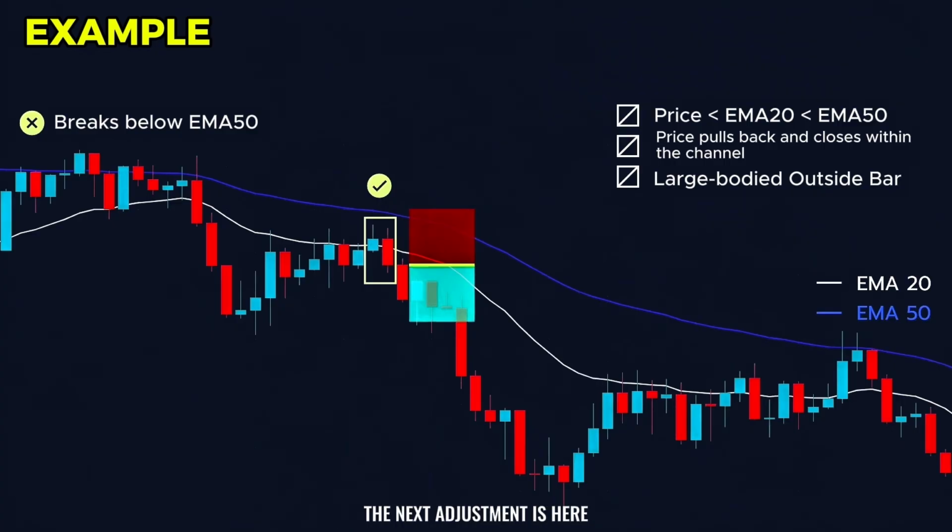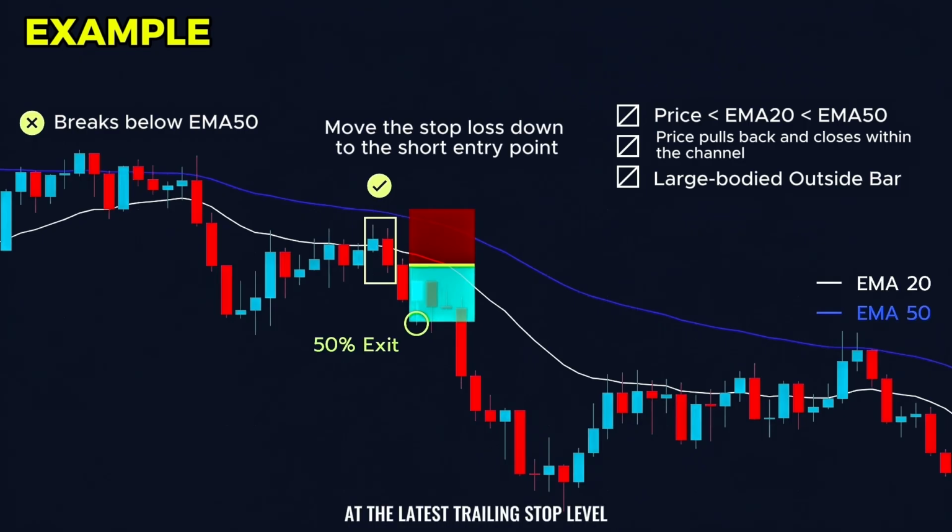The next adjustment is here. After that, the price pauses briefly before continuing higher. We can move the stop loss again here. Eventually, on the right side of the chart, the price shows signs of reversing. When we finally exit the trade, the remaining position is closed at the latest trailing stop level. Now, let's look at the final example, which is a downtrend.